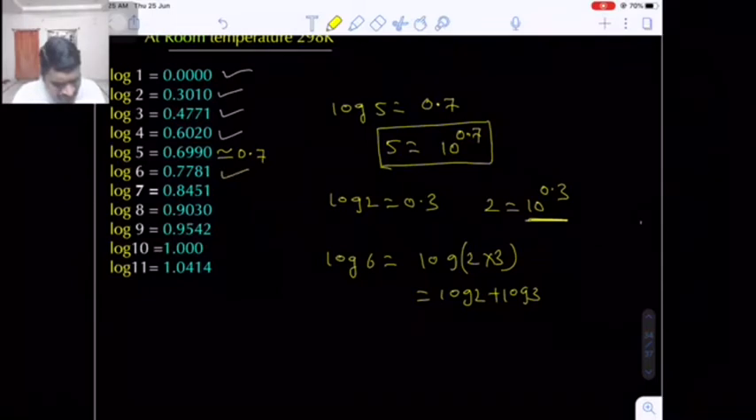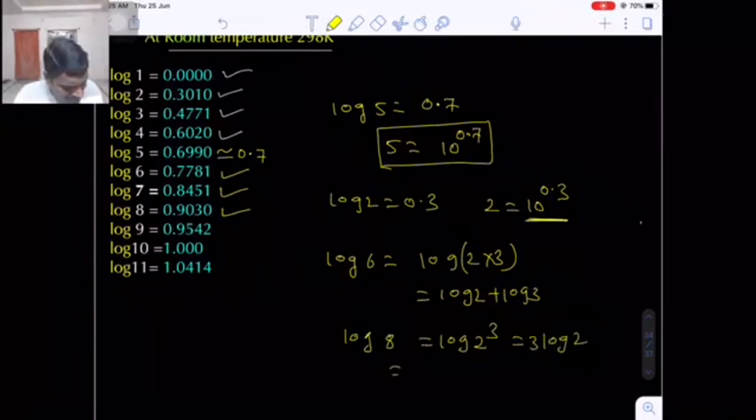Yes. Now log 7 value is 0.8451, and log 8 value. How to find the logarithm 8 value? Log 8 is nothing but log of 2 cube. Log of 2 cube is nothing but 3 into log 2. What is the log 2 value? 0.3010. So 0.9030. That is the log 8 value.